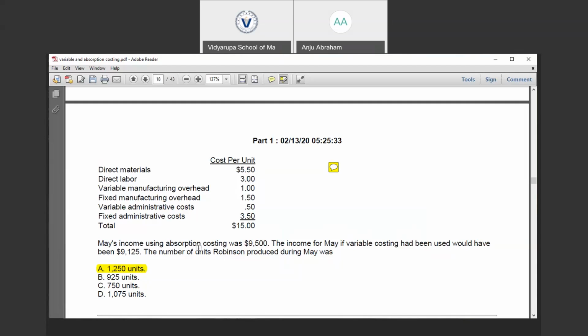So this difference arises because there is ending inventory value. Some of this fixed manufacturing overhead will go to the ending inventory value and will be shown in the balance sheet. So we know that the difference is 375. It is due to the fixed manufacturing overhead, and we are given the per unit fixed manufacturing overhead to be 1.5. So 1.5 times the ending inventory will give the $375. So the ending inventory is equal to $375 divided by 1.5. We get 250 units to be the ending inventory.